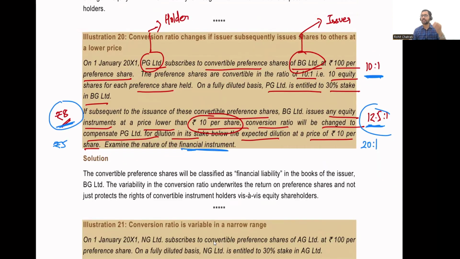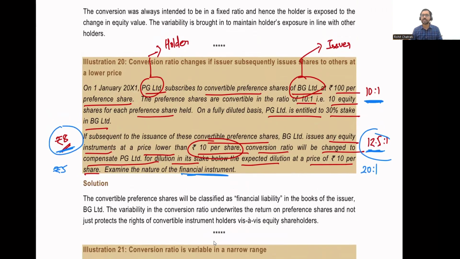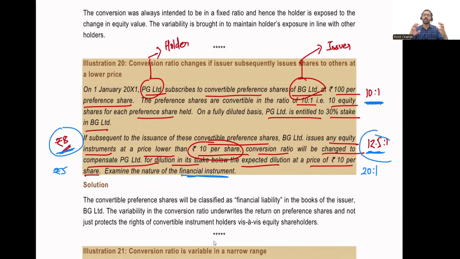So if you actually think of it, this example is exactly the same as, let's say, illustration number 13, where the number of shares that we were going to issue were changing depending on the change in the market price per share. If the market price falls, we were issuing a higher number of equity shares. If the market price was rising, we were issuing a lower number of equity shares. So here also, when the market price is falling, we are issuing a higher number of equity shares to PG Limited, and that is going to be regarded as issuing a variable number of equity shares. All right, and therefore we will not classify this as equity. We will be classifying this as a financial liability.